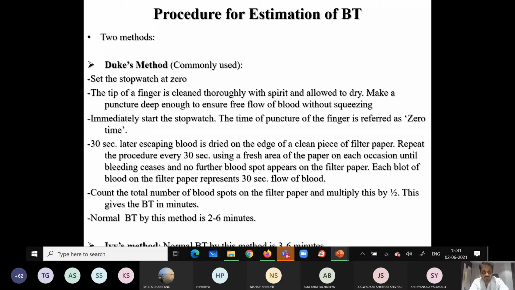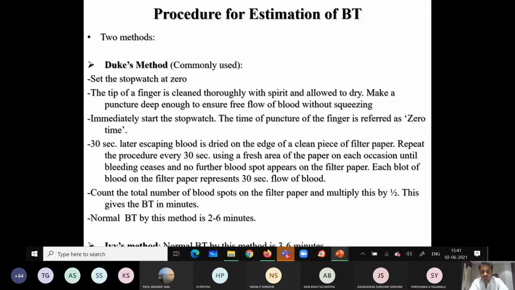So set the stopwatch at 0. The tip of the ring finger is cleaned thoroughly with spirit and allowed to dry. Make a puncture deep enough to ensure free flow of blood without squeezing. Immediately start the stopwatch. The time of puncture of the finger is referred to as 0 time. So at 0 time you have punctured.